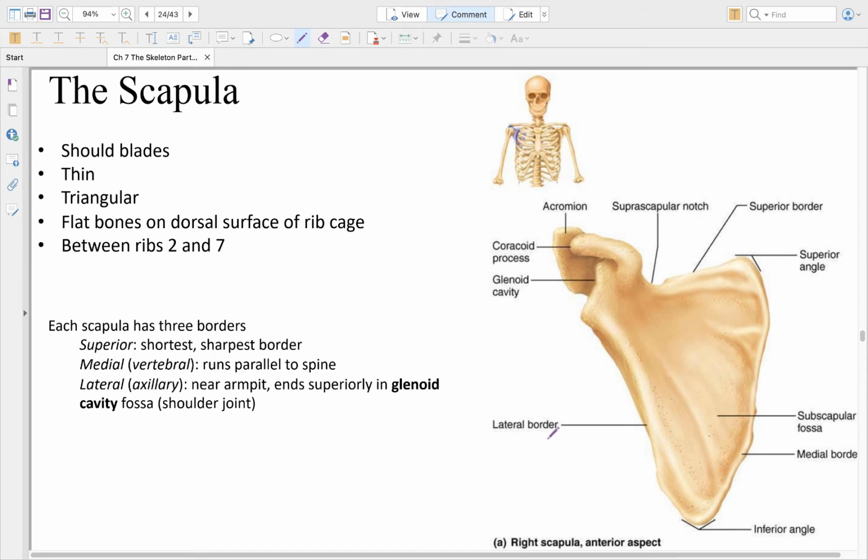Okay, superior is the higher border. So technically this would be this shoulder. It would be the right shoulder. Okay, the humerus would connect here in the glenoid cavity. So this is the superior border. Lateral border. And medial border, closest to the midline. Okay, now that's that.